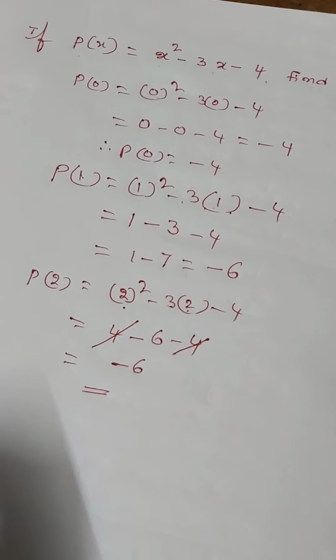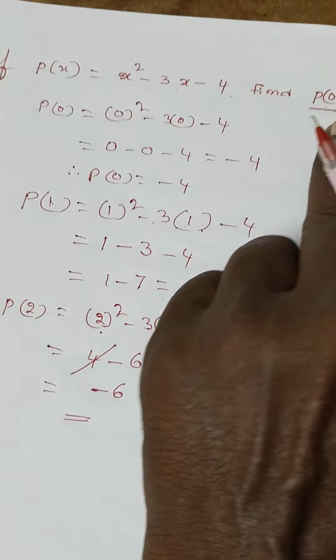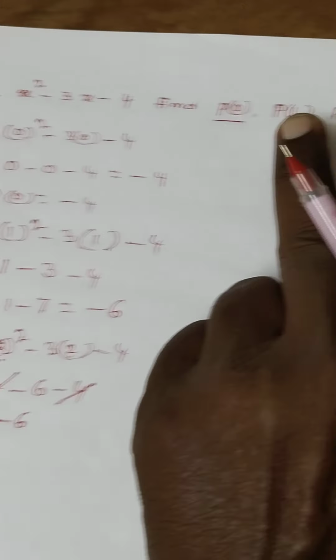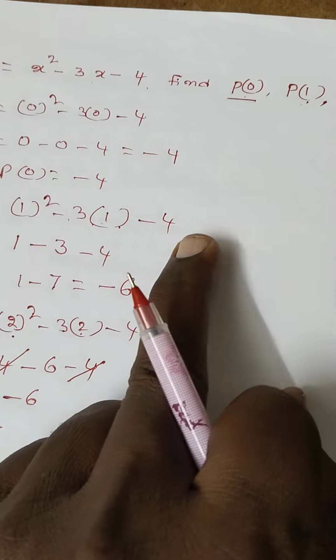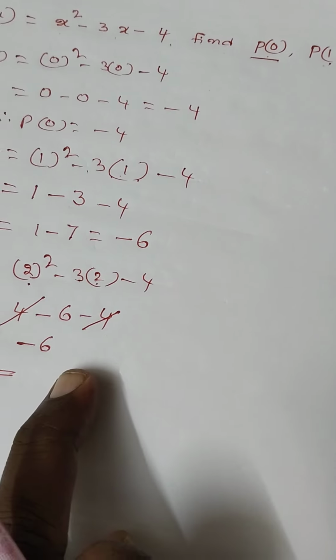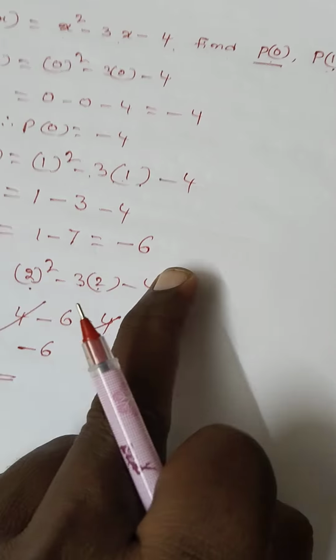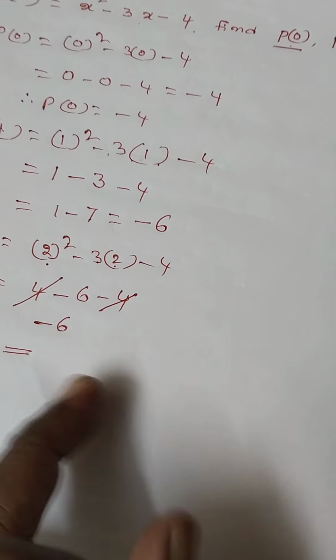So this is the finding of the polynomial's values at 0, at 1, at 2. These values: p of 0 is equal to minus 4, p of 1 is equal to minus 6, p of 2 is equal to minus 6.